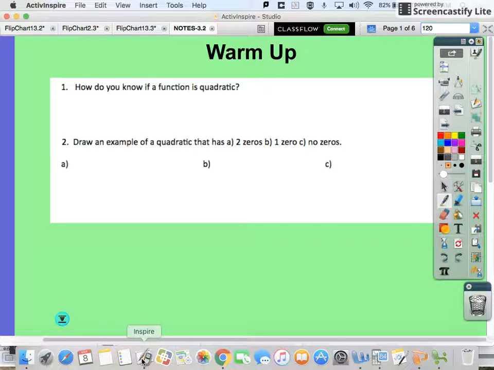Okay, this is lesson 3.2 for college algebra prep. We're going to start with the warm up, then we'll go through the lesson. So the first question is, how do you know if a function is quadratic?